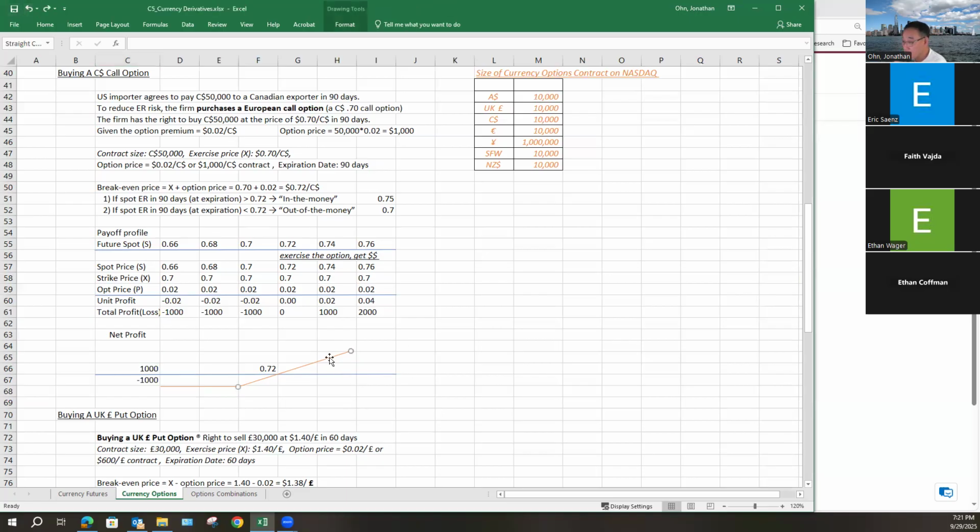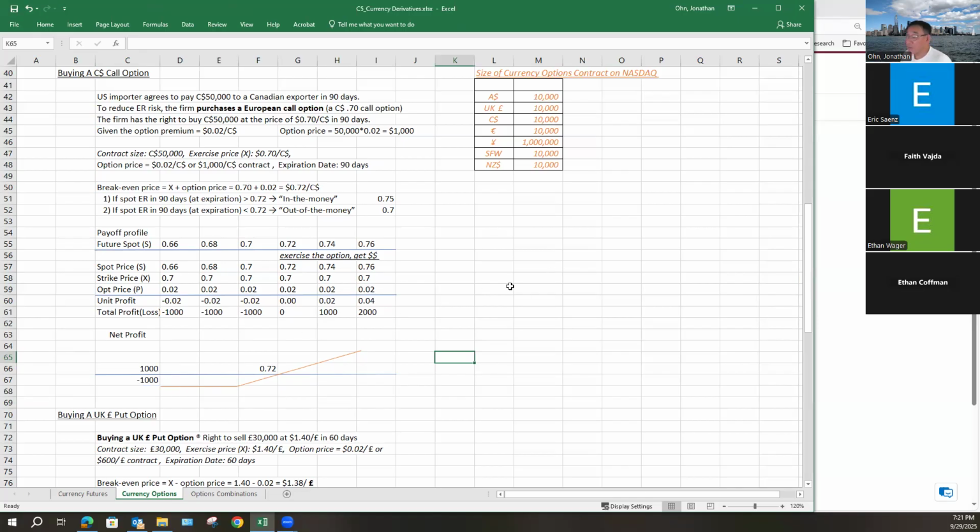If it is higher than that, you know what? This one, let's put it this way. If it is higher than that, it will continue that way, all right? So the shape of the profit schedule for a call option should look like this, right? Remember this.